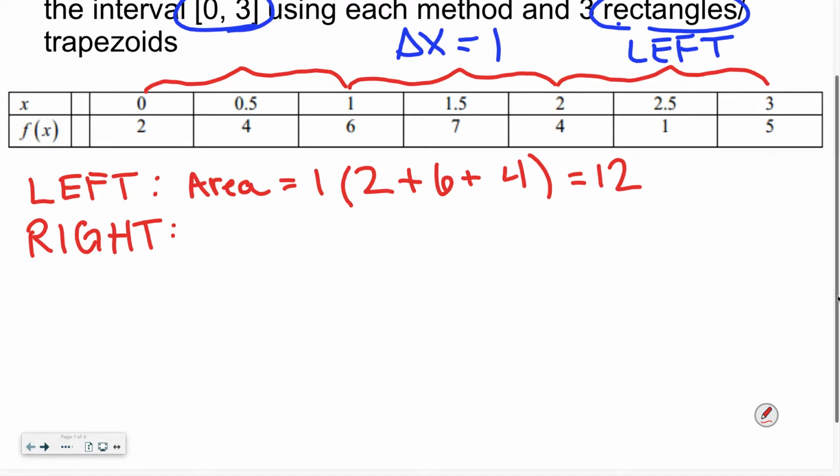Now if we were doing our right approximations, our width is still 1. But now, what's the height of this first rectangle? 6. What's the height of this rectangle? And this rectangle? 5.